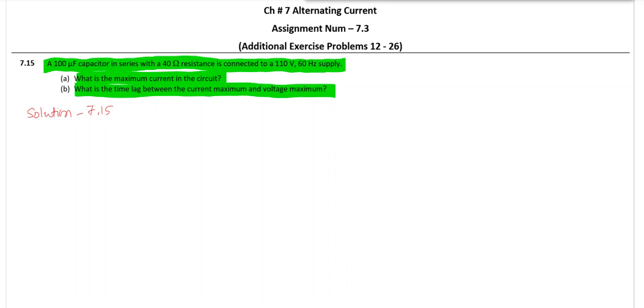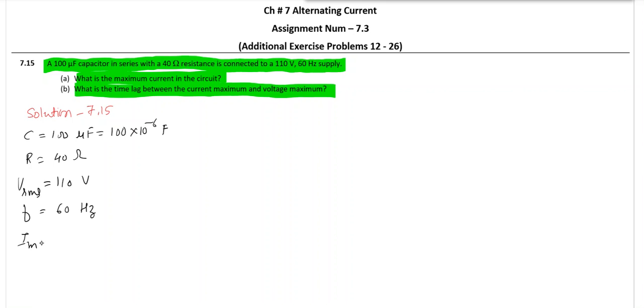We have capacitance value C given as 100 microfarad, that is 100 into 10 raised to minus 6 farad. R value we are given as 40 ohm. V RMS is available, 110 volt, and frequency given is 60 hertz. So what is the maximum current value? Means I M we are asked to find out. What is the time lag? Delta T we are asked to find out.